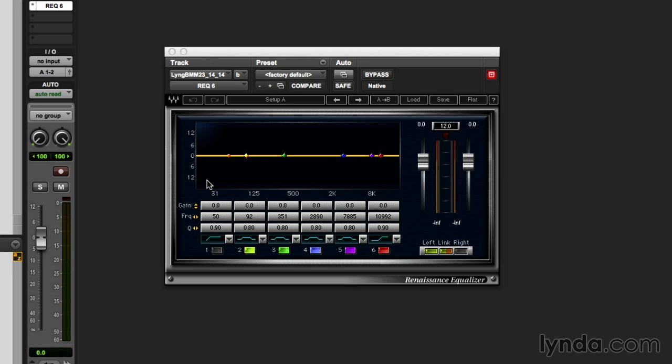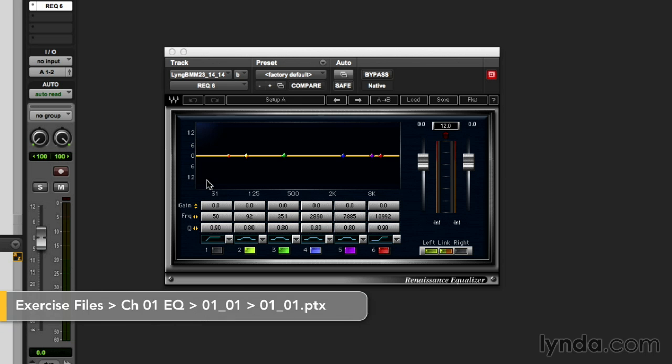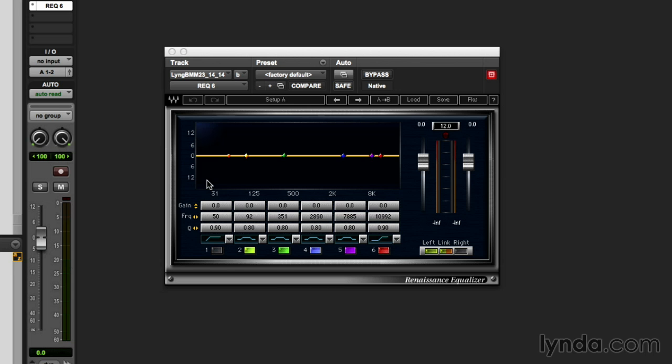EQ is a tone control and one of the primary tools in shaping a mix. The uses of EQ are correcting problems in recorded audio and eliminating frequencies that are obscuring the sound source in your mix. There are two ways to use EQ: boosting, or additive, and cutting, or subtractive.